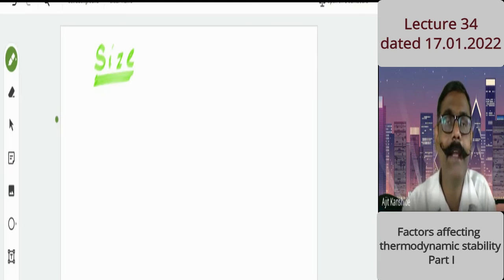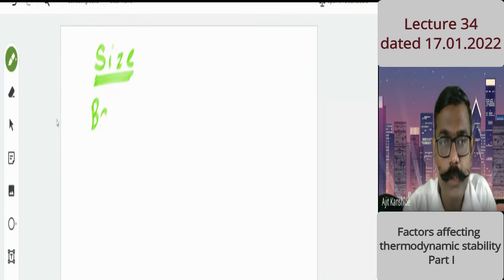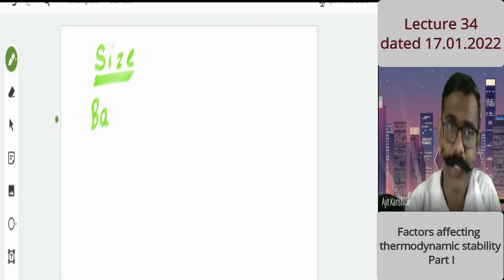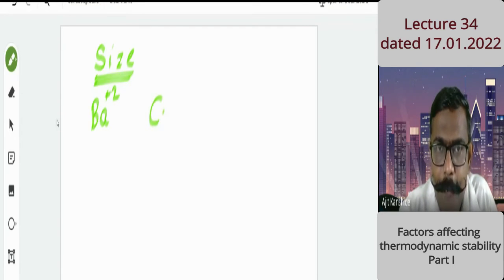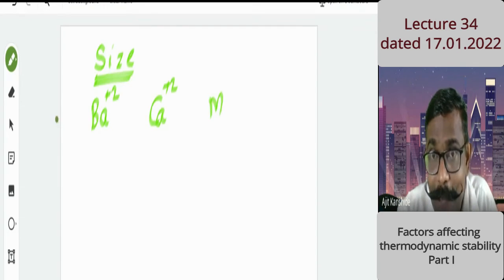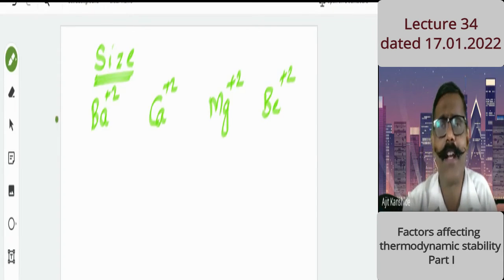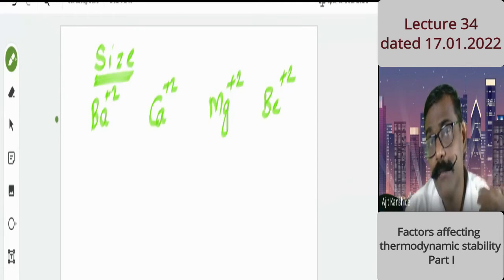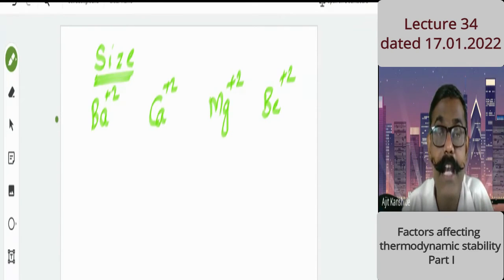So for that, let me consider metal ions from the second group, and I want to consider beryllium. Sorry. Let me consider higher, that's a large size, that's barium. Barium +2, then calcium +2, then magnesium +2, and beryllium +2. All are second group. Beryllium I said at the beginning because it is a low atomic number, but I am starting my discussion of this point from the high atomic number element, that's barium.